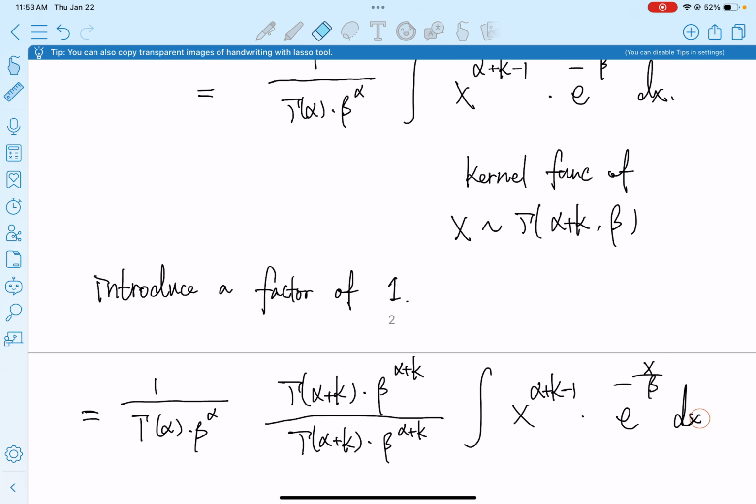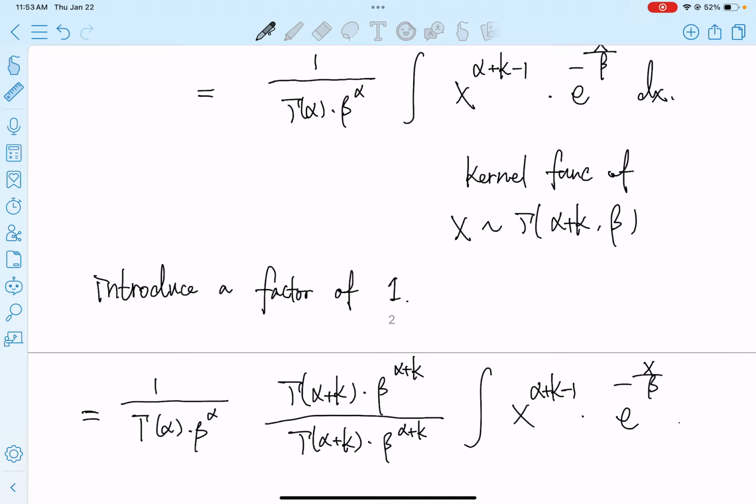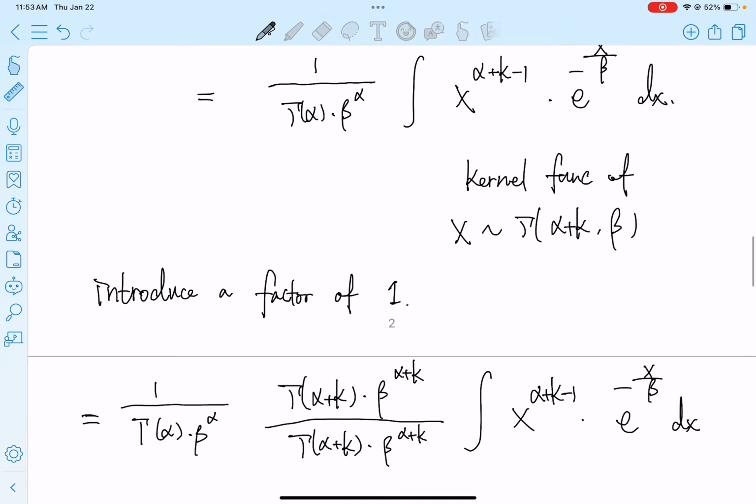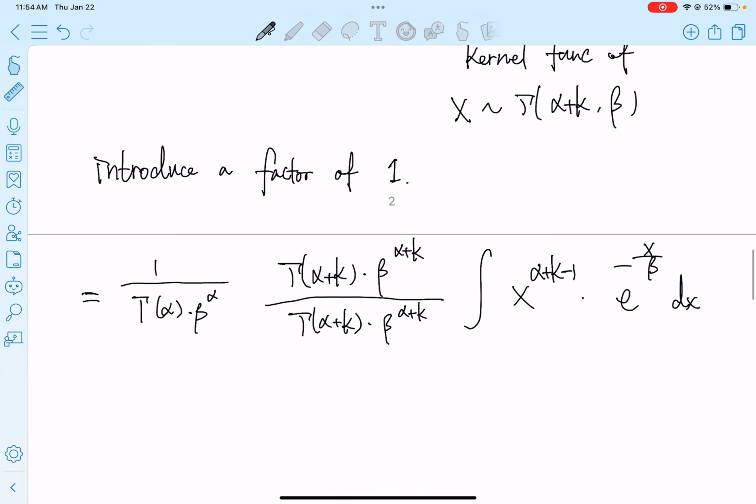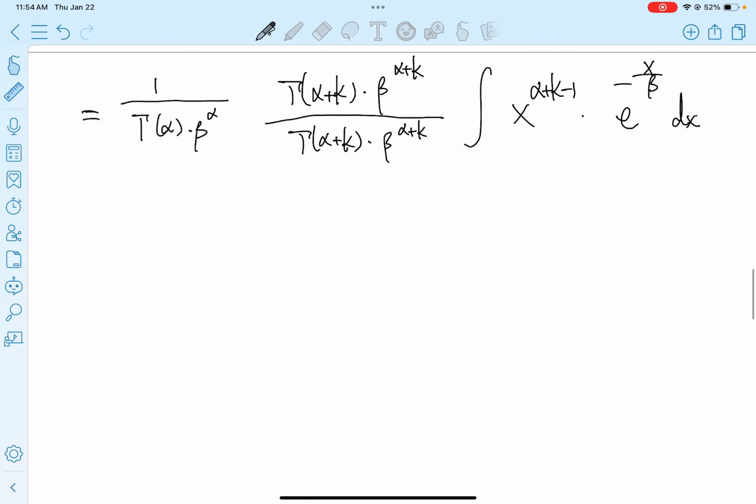Okay, so now I'm claiming that this equation still holds because we are just introducing a factor of 1, but expressed in the following fraction form. And now let's move the things around. We will have 1 over the gamma function of alpha. So this is coming from the denominator from the definition.